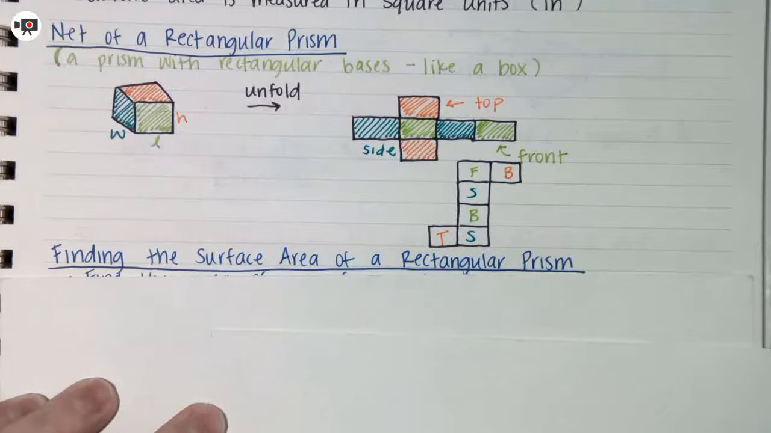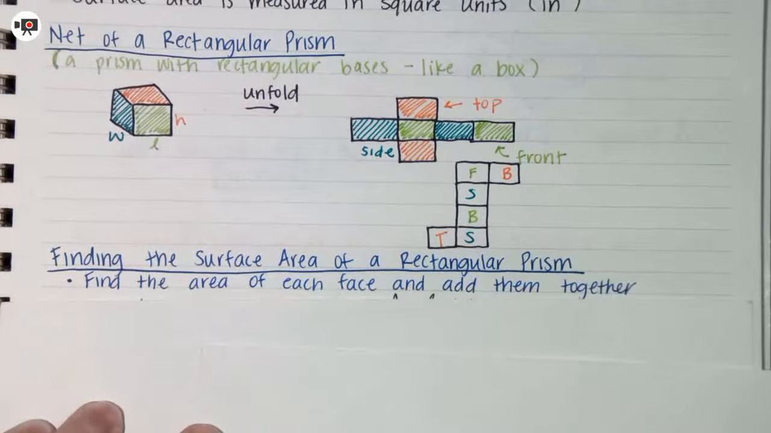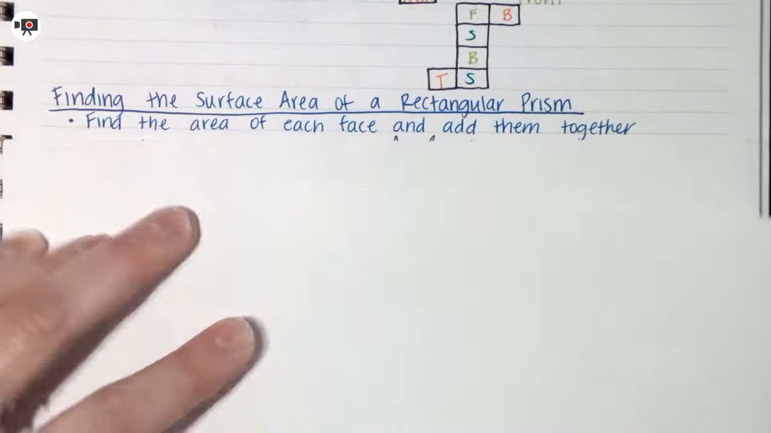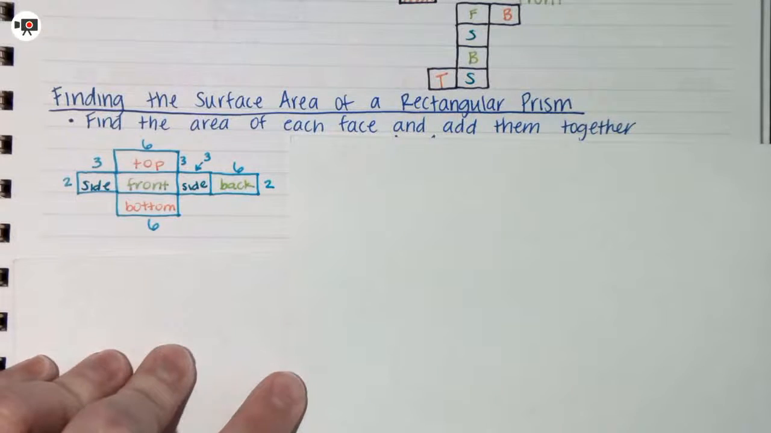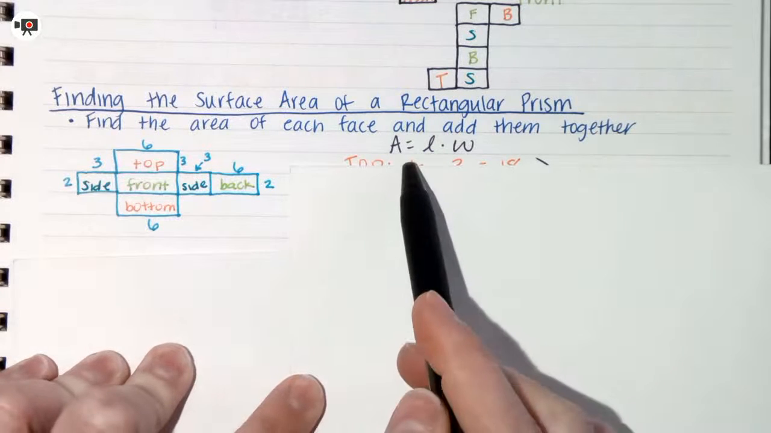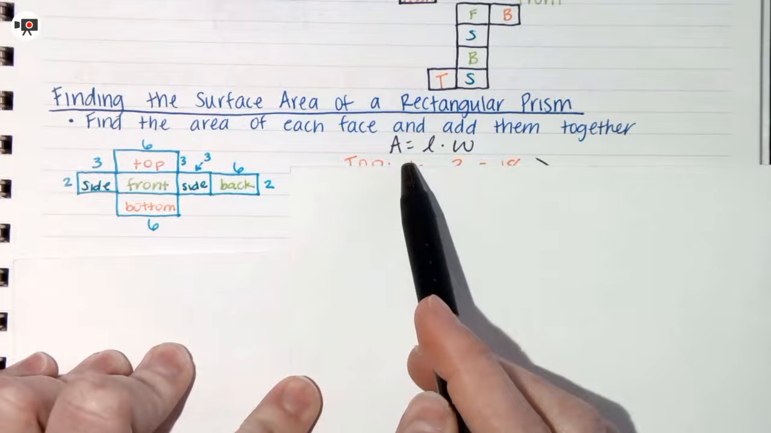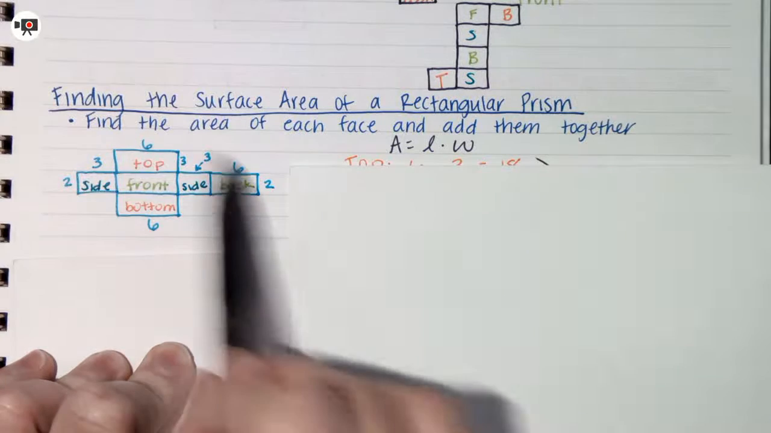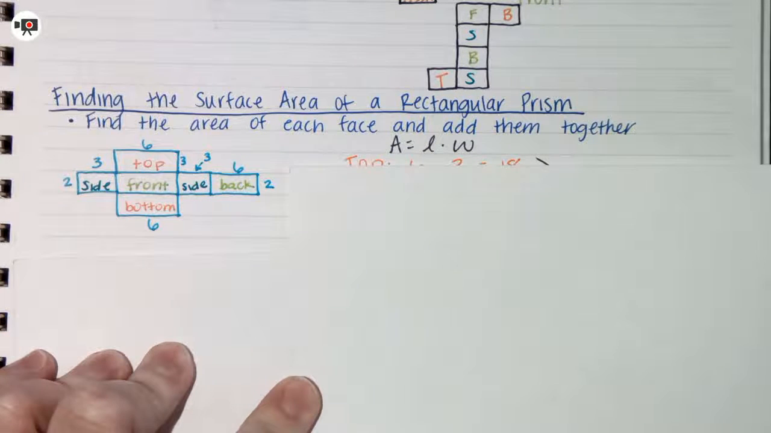To find the surface area of a rectangular prism, you're going to find the area of each face and add them together. So I'm given a net, and it has a few dimensions here. Area of a rectangle, or a parallelogram, is length times width. So each of these I see are rectangles.